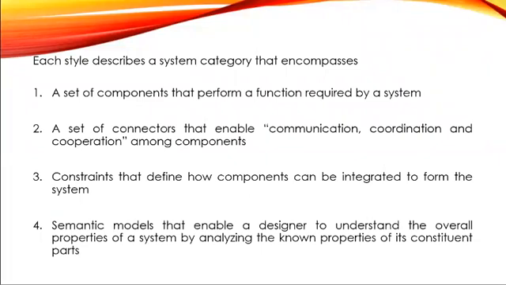Each style describes a system category, and any system that falls into one of those categories is going to be called an architectural style. The first one is a set of components that perform a function required by a system. Now, what can this set of components be? It can be a database or a module, a part of the system.